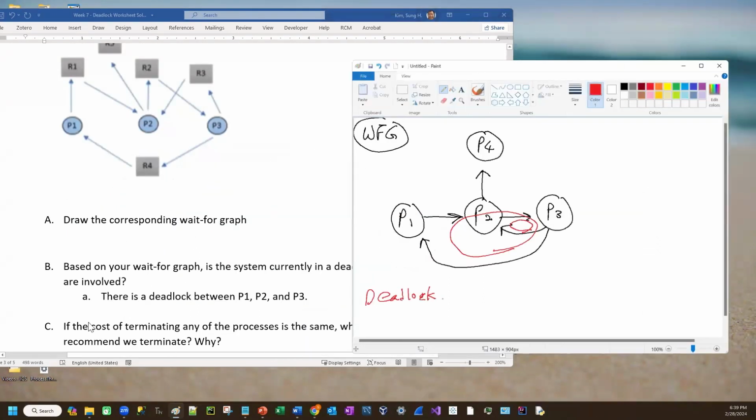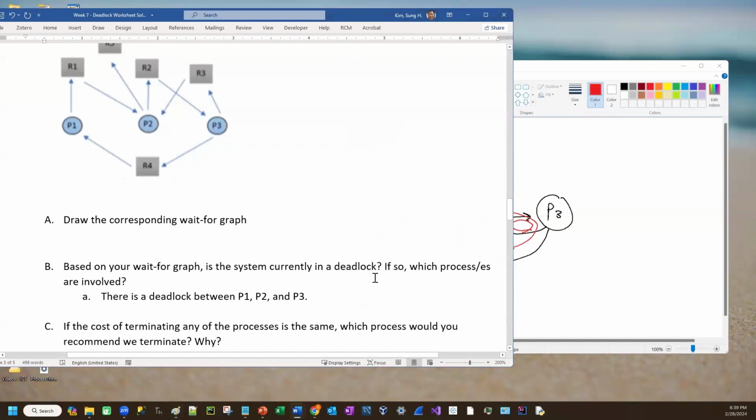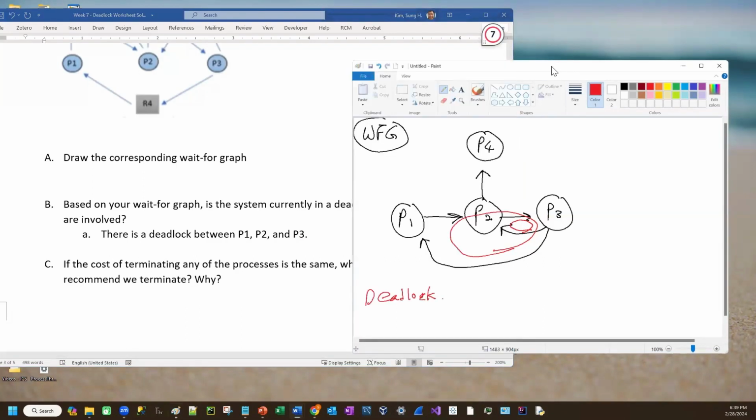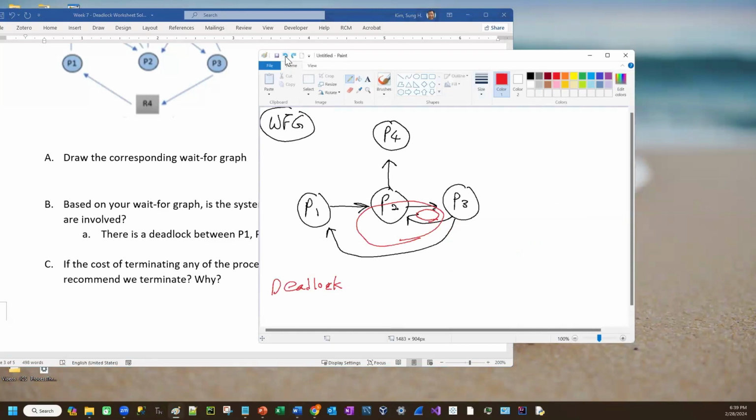Based on your graph, is the system currently in a deadlock? Yes. If the cost of terminating any process is the same, which process would you recommend we terminate? Here, let me get rid of these guys. So here's the deadlock right here. Which one would you get rid of? P1, P2, P3, P4? We could get rid of the whole thing.